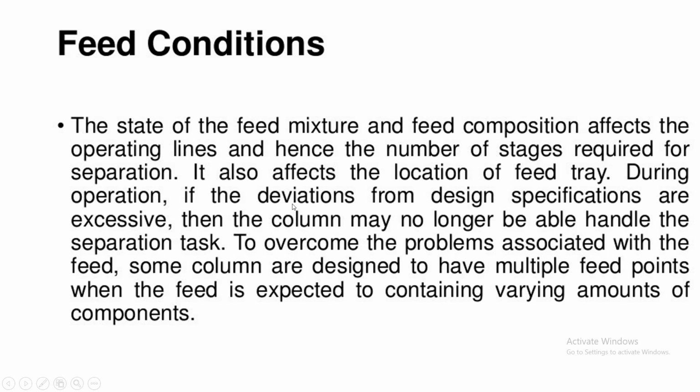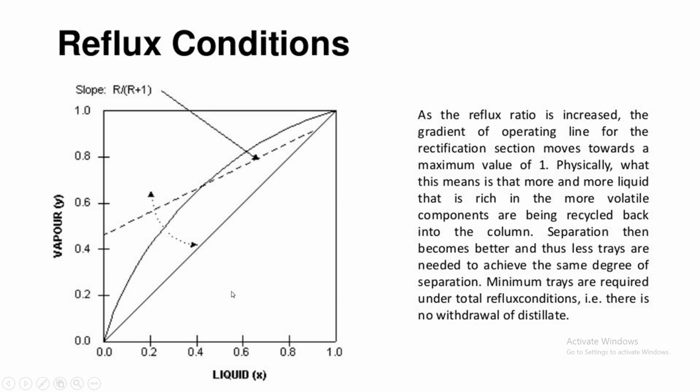During operation, if the deviations from design specifications are excessive, then the column may no longer be able to handle the separation tasks. In order to overcome the problems associated with the feed, some columns are designed to have multiple feed points when the feed is expected to contain varying amounts of components.